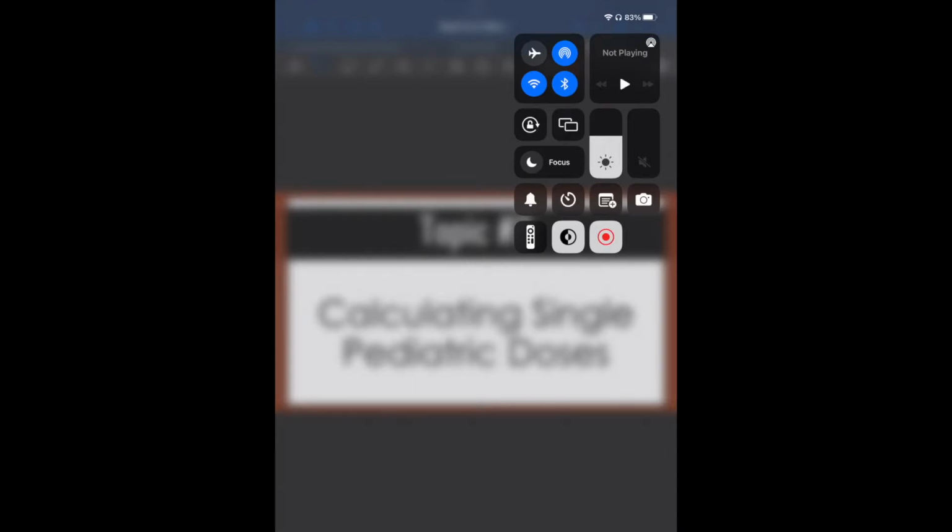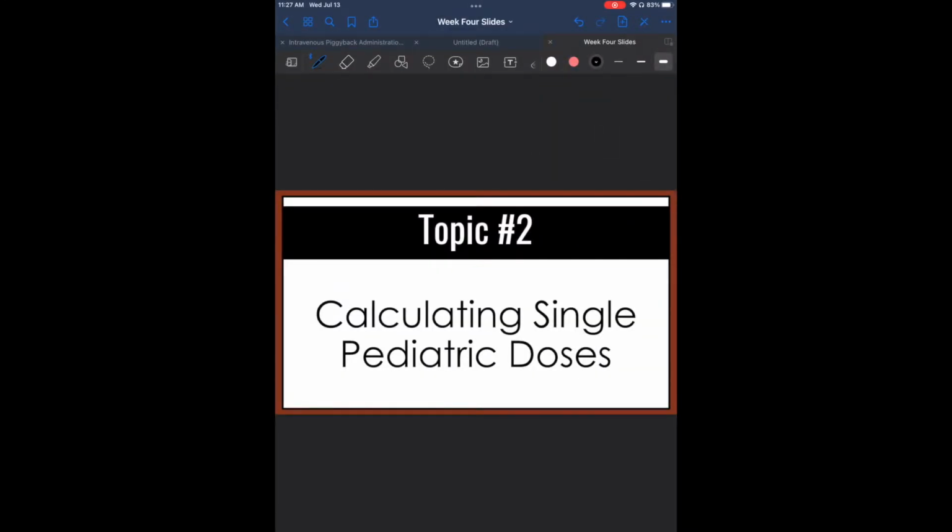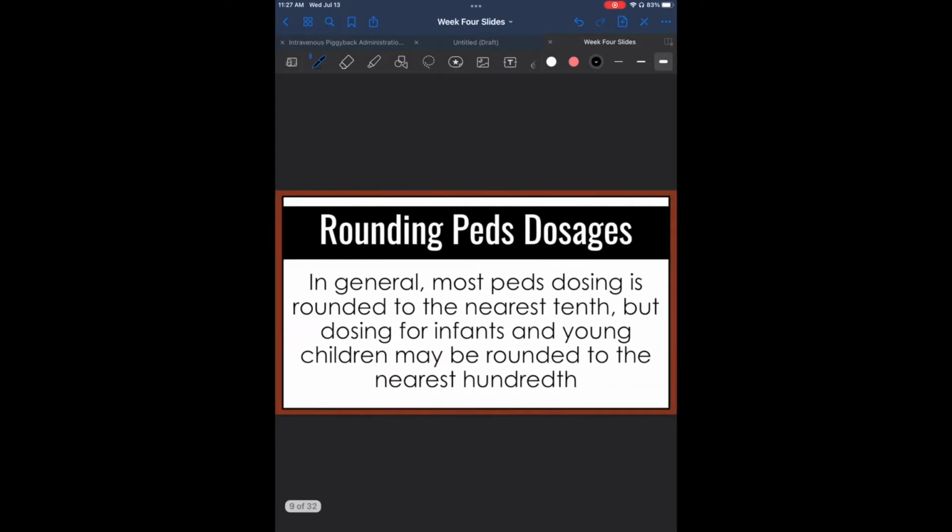Alright, so moving on to the next topic. First, we're going to look at figuring out how to calculate single doses of pediatric medications. So as far as rounding, a general rule is that most of it is rounded to the nearest tenths. A lot of times, if you're taking care of children, you can get doses that are rounded to the nearest hundredths.